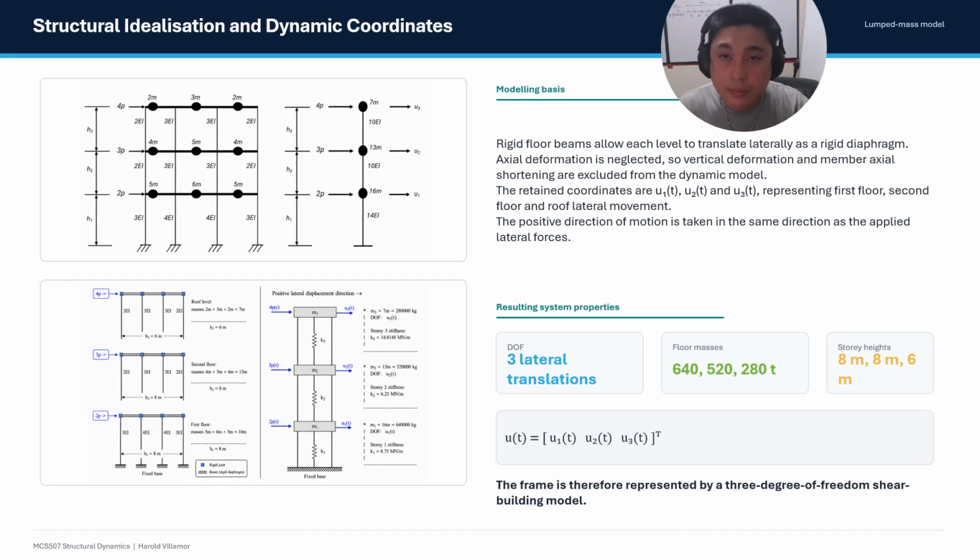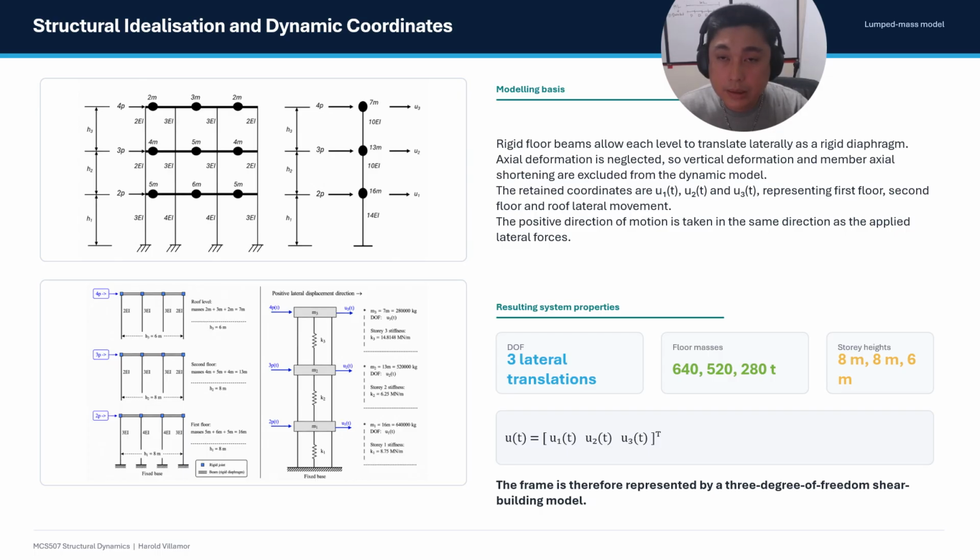The original frame is simplified into a dynamic model that still captures the important lateral behavior. Because the beams are rigid, each floor moves laterally as a single rigid level. Because axial deformation is neglected, the only dynamic coordinates required are horizontal translations. These are defined as U1 for the first floor, U2 for the second floor, and U3 for the roof. This gives a 3-degree-of-freedom shear building model.